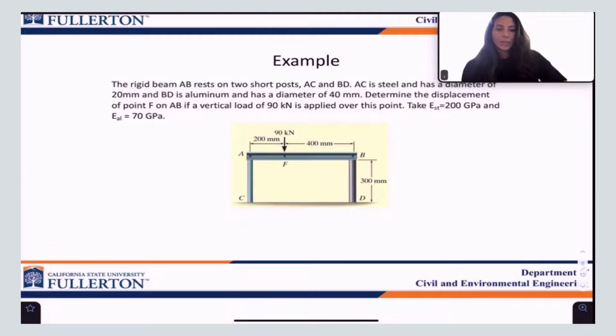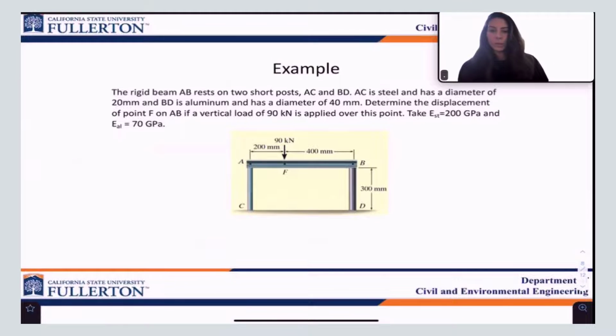Now what we're going to do is we're going to go over an example, okay? And let's start by reading through this example. So we have a rigid beam that rests on two short posts, AC and BD. AC is steel and has a diameter of 20 millimeters, and BD is aluminum and has a diameter of 40 millimeters. Determine the displacement of point F on AB if a vertical load of 90 kilonewtons is applied over this point. Take the modulus of elasticity of the steel post to be 200 gigapascals and the modulus of elasticity of the aluminum post to be 70 gigapascals.